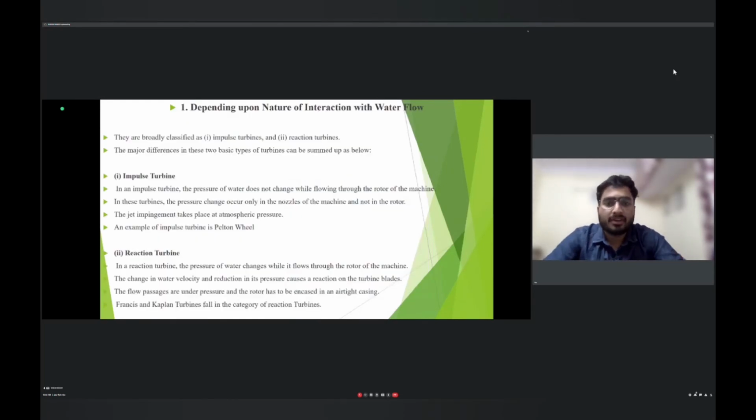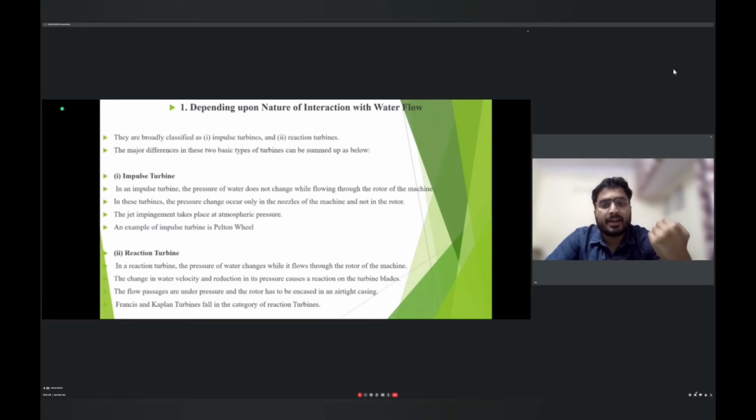Now depending upon the nature of interaction with water flow, we can subdivide these types of turbine into many parts, like they are broadly classified as impulse turbine and reaction turbine. The major difference in these two basic types of turbine can be summed up as given below. First, I will tell about the impulse turbine. In an impulse turbine, the pressure of water does not change while flowing through the rotor of the machine. In these turbines, the pressure change occurs only in the nozzle of the machine and not in the rotor. The jet impingement takes place at atmospheric pressure.